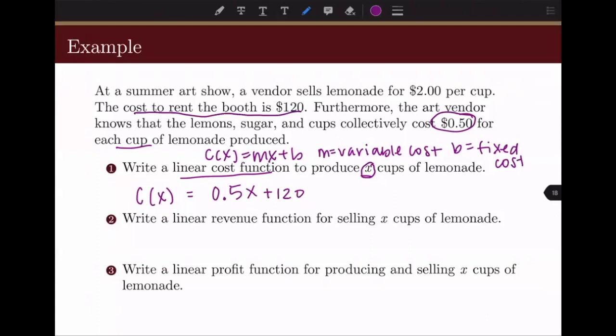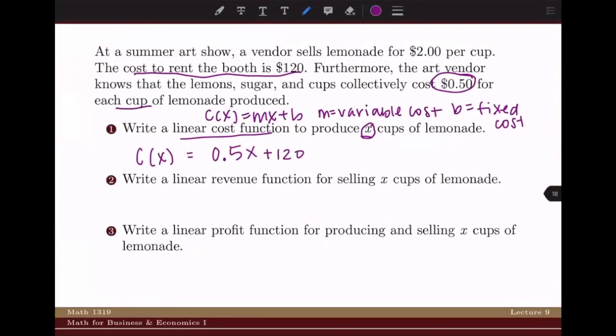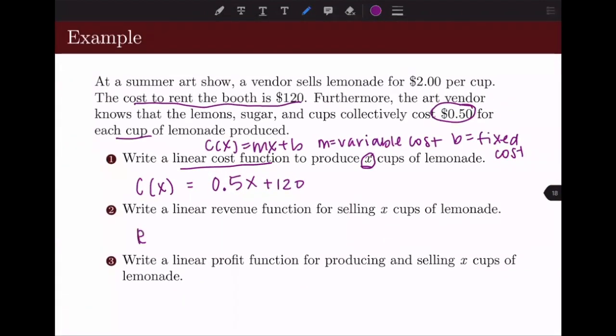All right, next, write a linear revenue function for selling x cups of lemonade. So let's scroll back up here. The linear revenue function is R of x equals Px, where the price per item is P. So that's going to be R of x equals 2x, since we're charging $2 per cup.